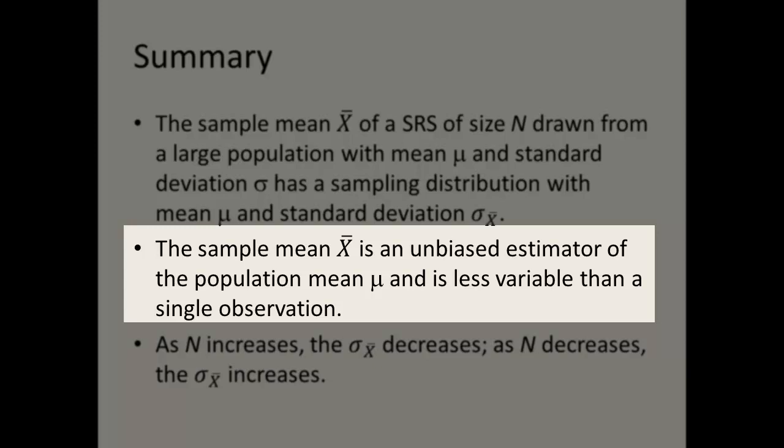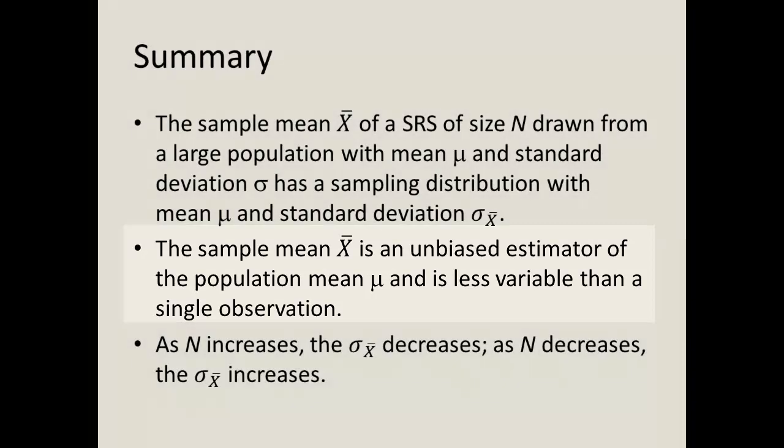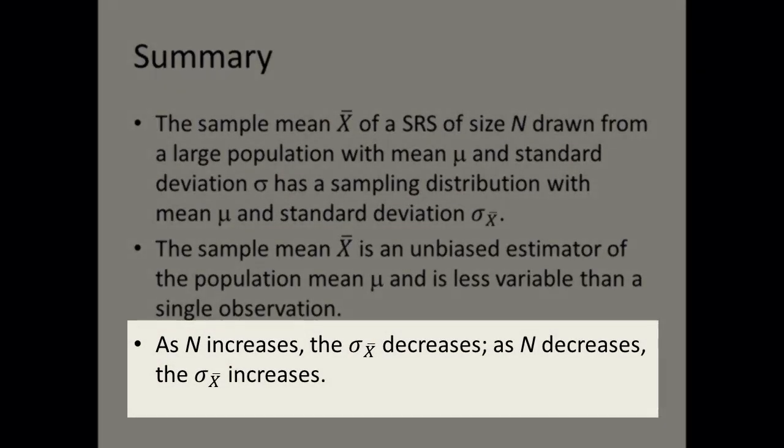And this distribution of sample means has less variability than a single observation would. And finally, as the sample size increases, the sigma sub x bar decreases because you're dividing by a larger number, which makes the quotient, the thing that you get after you hit divide enter, get smaller. On the flip side, if n were to get smaller, then you're dividing by a smaller number and the overall quotient would get larger. So sigma sub x bar, or the standard error, would actually increase.